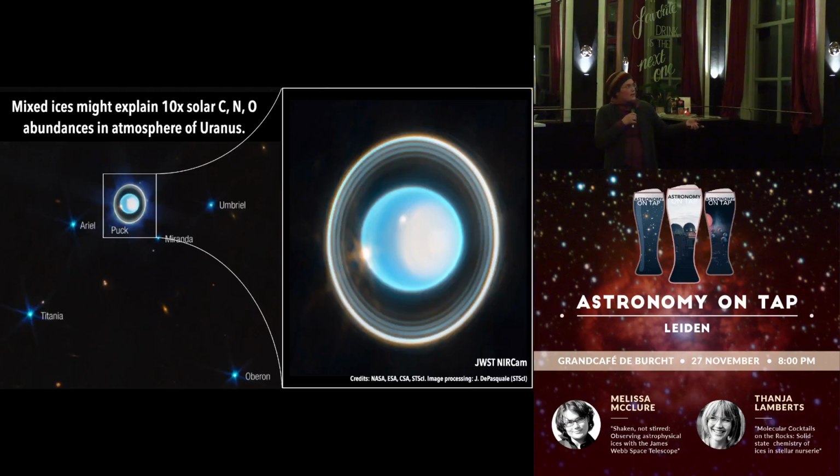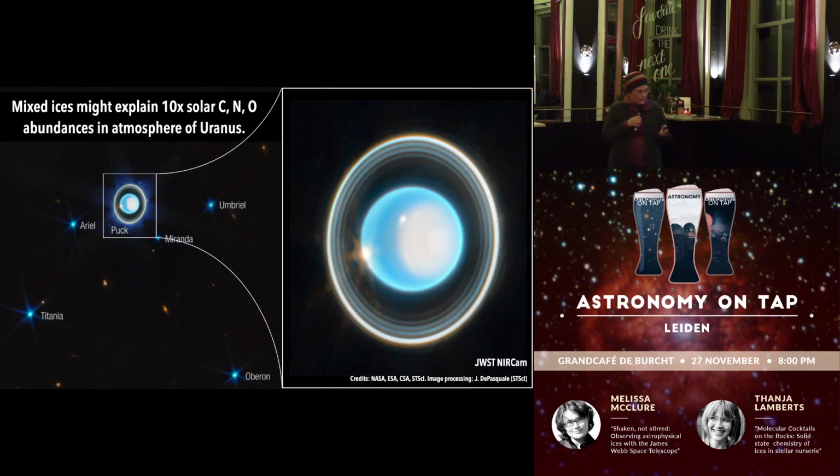Now, this could explain why we see that actually some of our gas giants are enhanced in ices by about a factor of 10 relative to the solar value for carbon, nitrogen, and oxygen, like in this picture of Uranus. This is a picture that was taken with JWST's NIRCam camera, where you can see Uranus itself with all of its rings and all the different moons around it, or not all of them, but the brightest ones. And basically, having this kind of mixed ice could maybe explain why Uranus appears to be very, very enhanced in its ices.